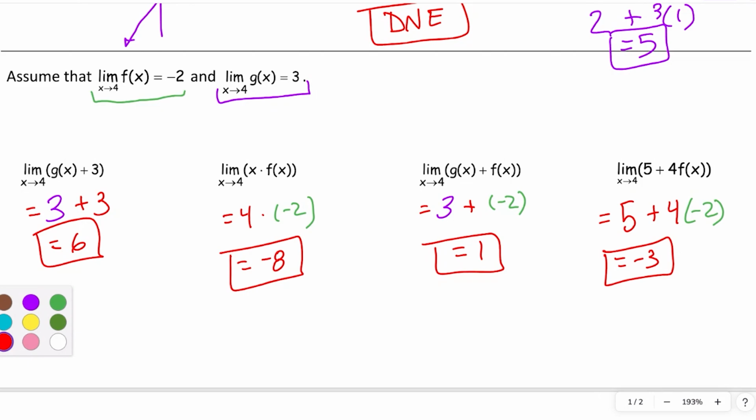Any questions about this? Any of these limit property problems? These limit laws?